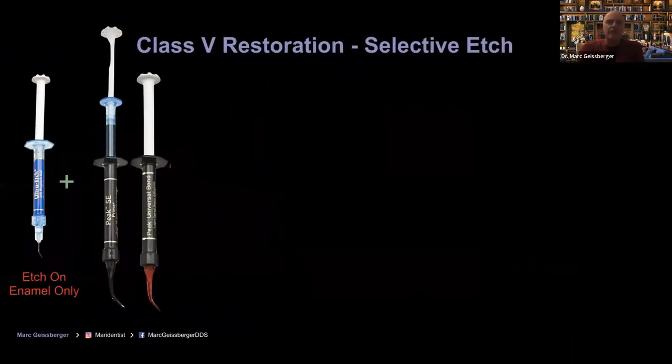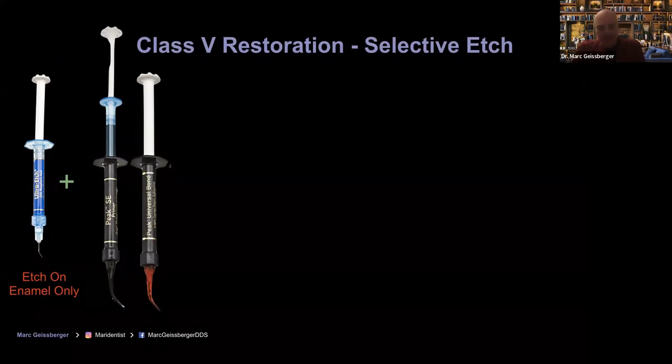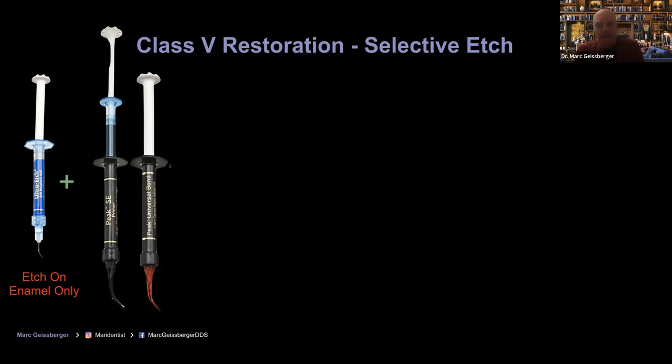Okay, so for class five restorations, there are really two techniques that I would consider using, either a self-etch or a selective etch. When we do selective etch, what that means is we're going to employ a sixth generation adhesive and introduce our etchant designed for use on enamel, phosphoric acid. So the way this works is we would etch the enamel first, then we'd take our Peak SE and introduce that to the dentin.